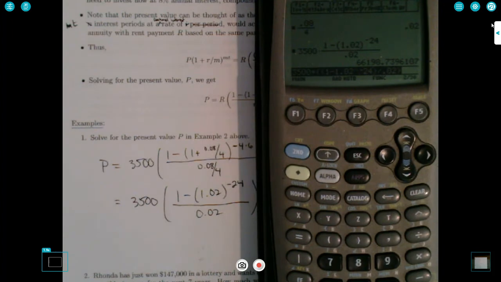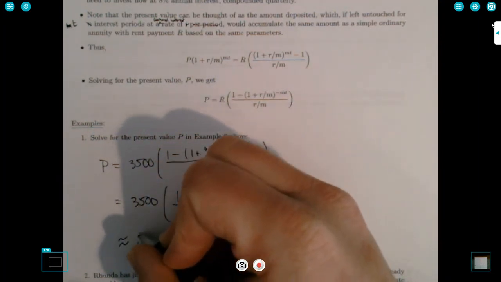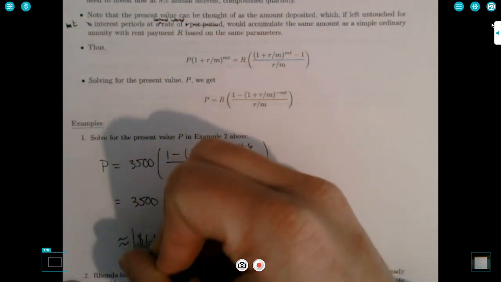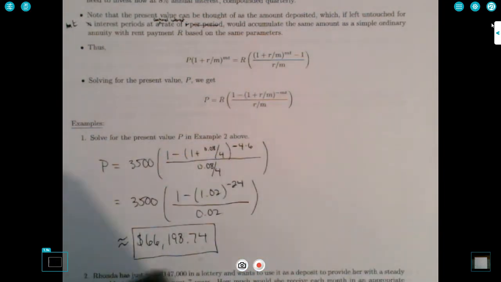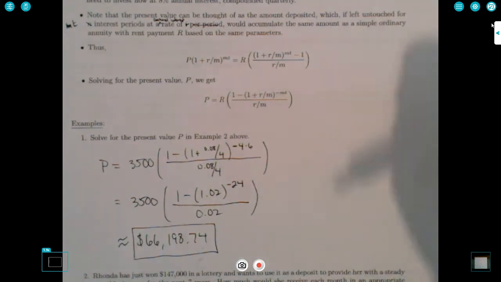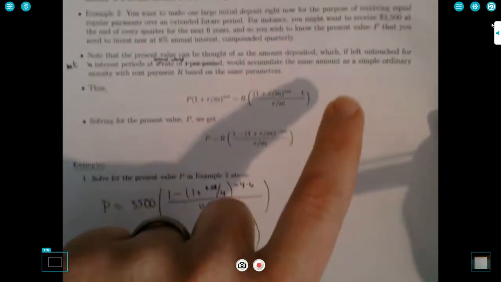So that's what we get, and this is the amount that we end up with, right? $66,198.74, we'll say. Okay, so the amount that you'd have to deposit would be $66,198.74. So that's that one. This is how much you'd have to deposit, at the beginning, so that every quarter for the next 6 years you could receive a rent payment of $3,500.